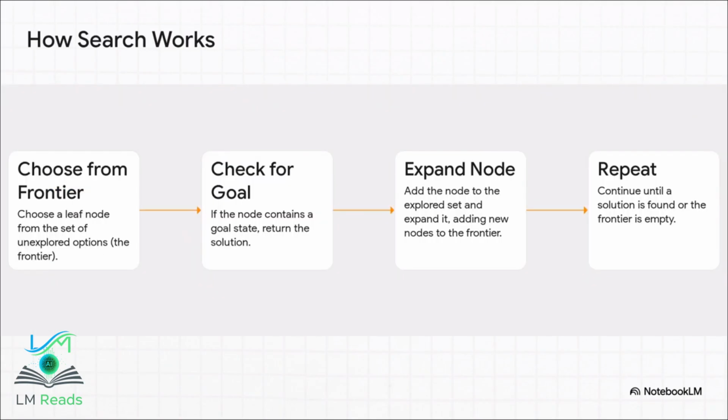So this process is a bit like a detective exploring a maze. The frontier is just all the hallways they haven't gone down yet. They pick one, check it out, and if it's not the exit, they add all the new connecting hallways to their to-do list. But, and this is the crucial part, they mark the path they just took as explored. That way they don't waste time going in circles.